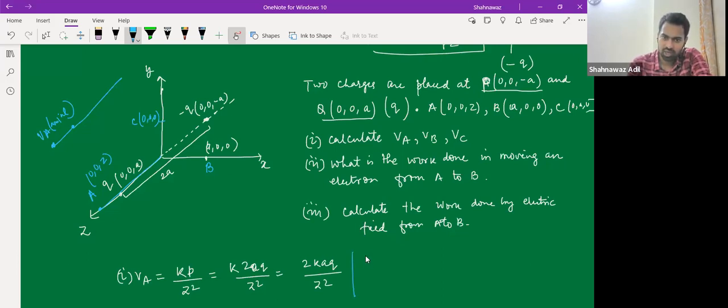Now tell me, is this point B axial or equatorial? We have this electric dipole, and this is the Z axis. So tell me, the X axis is at what angle with the Z axis?